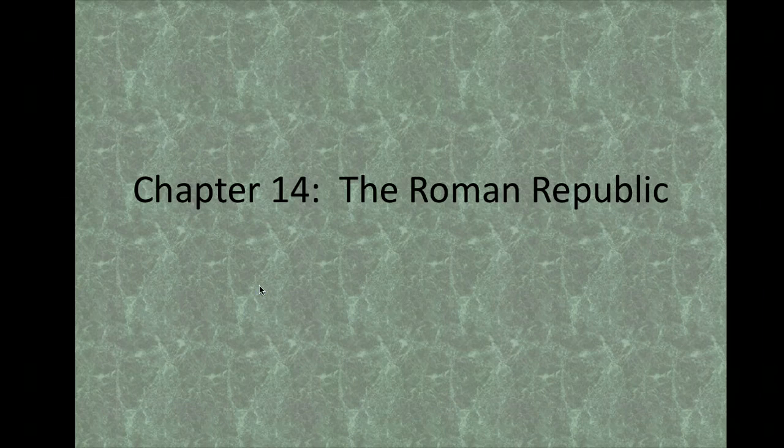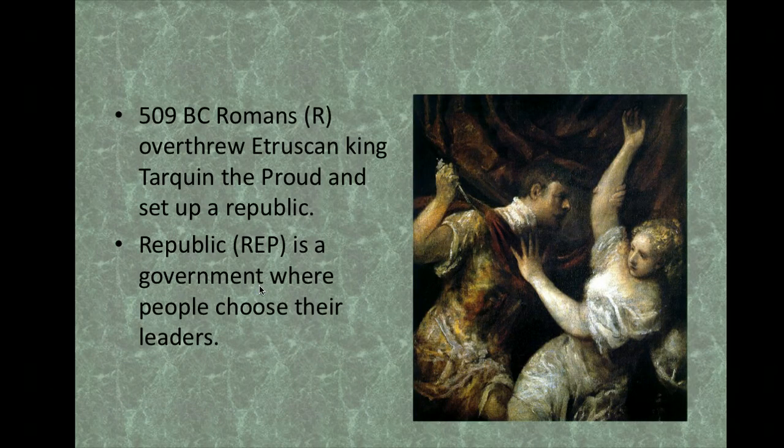So now we're up to chapter 14, the Roman Republic. The Roman Republic was established after the last Etruscan king got overthrown in a rebellion. And a republic is something where people choose their leaders.